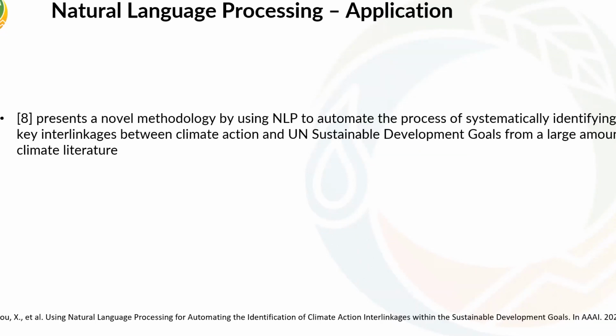And there's another application which could be more relevant to Dell, and it was pointed out to me by Kim, which was published in this year's AAAI conference. In this work, they present a novel method using natural language processing to automate the process of systematically identifying the key interlinkages between climate action and the United Nations Sustainable Development Goals from a large amount of climate literature. So here the input for their selected NLP method is a large amount of climate literature.